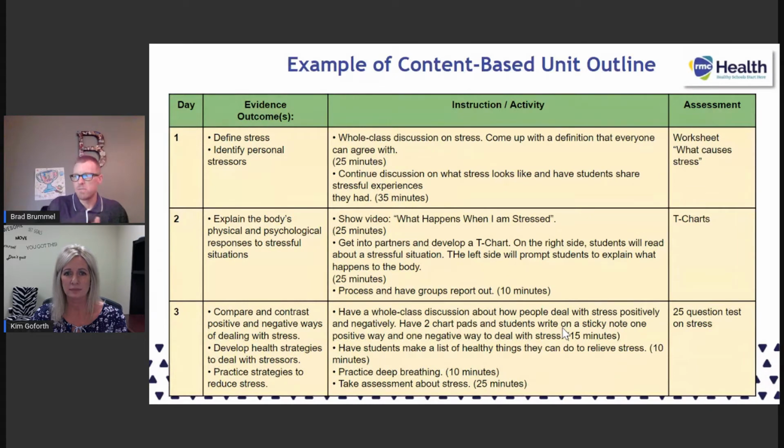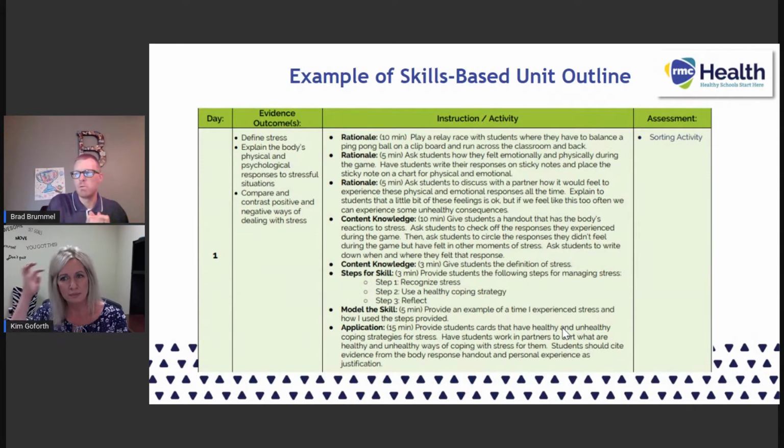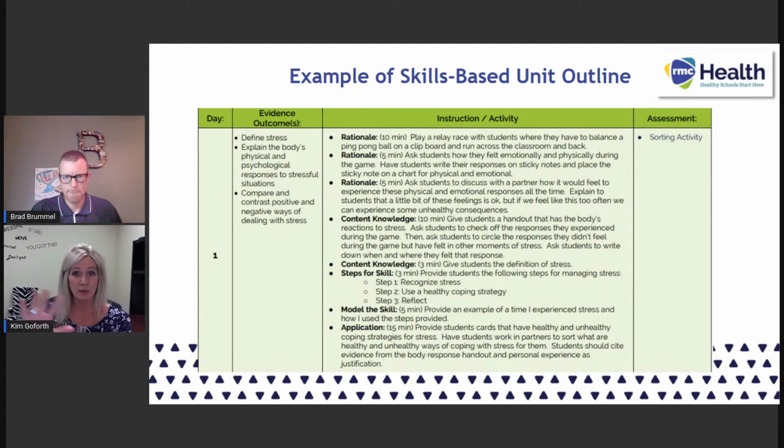All right. So let's flip gears into the skills-based outline and let Kim take you through this example. Okay, great. Thank you, Brad. Again, the same 3-day unit, same objectives, same takeaways that we're looking for. And this entire first slide is day 1. And so it looks like there's a lot going on.